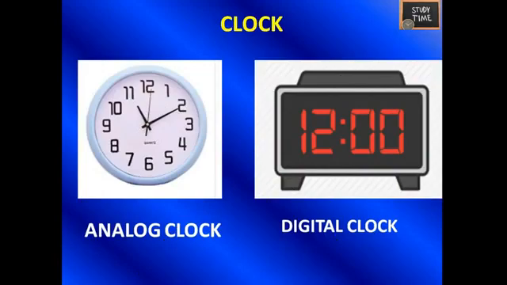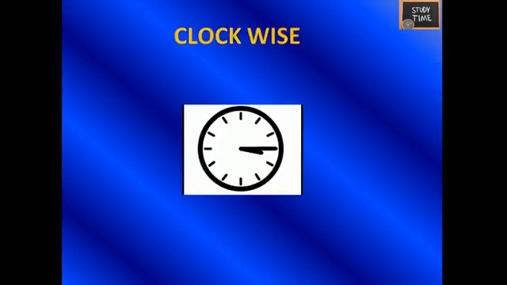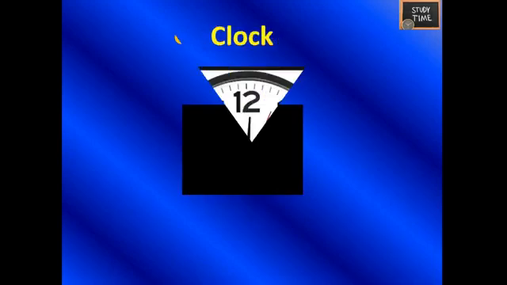Next, clock. These are the two major types of clock, analog clock and digital clock. In an analog clock, you have to read the time yourself. In a digital clock, it will display the time automatically. This is clockwise. In the picture it is rotating. The reverse of it is anti-clockwise.